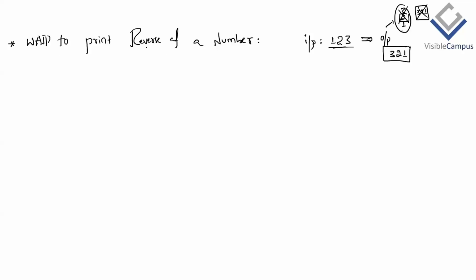So to print the reverse of a number, I have given a sample input and sample output. For our understanding, am I mentioning whether the number is a 3-digit number, 4-digit number, or 10-digit number? No, the logic has to work for any number I give. But for our understanding, I am taking only a 3-digit number. The logic will work for any number. We'll go and execute and check.